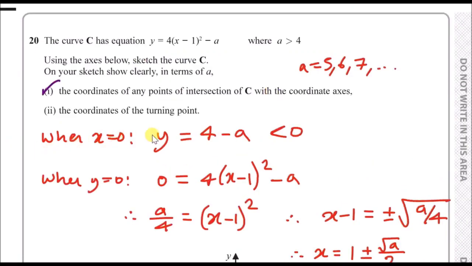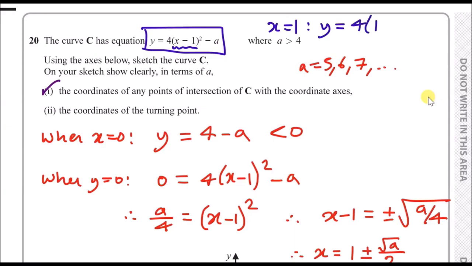And now for the coordinates of the turning point, it's literally right over here, guys, yeah? So the general form is that we always look at the bracket first, x minus 1. That means because it's negative, we want to make this part 0, so x needs to be 1. That's how it is, guys, yeah? And when x is 1, what do we get for y?